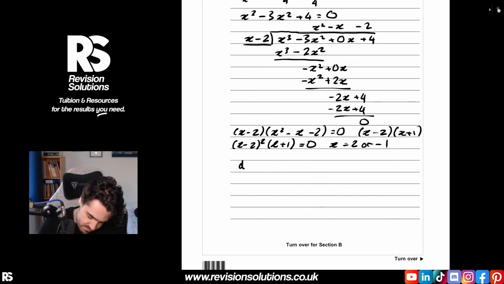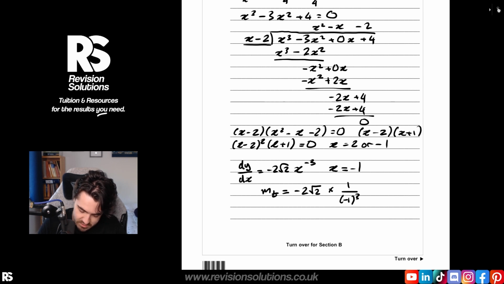So dy by dx was minus 2 root 2 x to the minus 3. And if we plug in x equal to minus 1, what's that going to give us? We'd get the gradient of the tangent at that point would be minus 2 root 2 times 1 over minus 1 cubed. Minus 1 cubed is just minus 1, so that's effectively just going to leave us with 2 root 2.